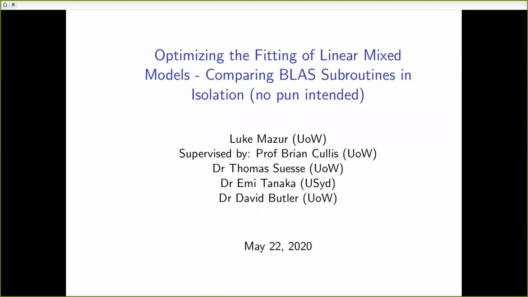So today, Luke is going to talk about optimizing fitting a linear mixed model, and he's going to compare the BLAS subroutines in isolation, and he said this is no pun intended. I recently learned what pun means, so when I saw the title, I had a little bit of a chuckle, but anyway. Luke, it's up to you now.